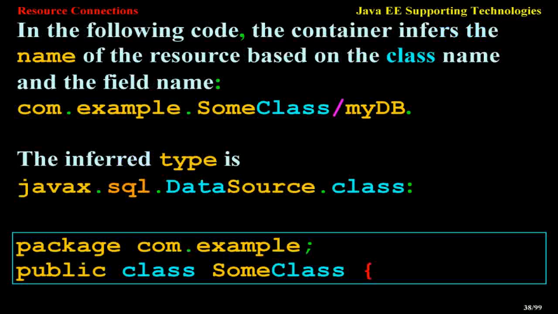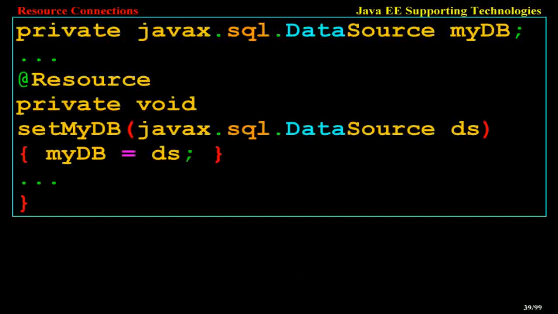Example: SomeClass myDB. The inferred type is javax.sql.DataSource. class package com.example public class SomeClass private javax.sql.DataSource myDB @Resource private void setMyDB(javax.sql.DataSource ds) myDB = ds.